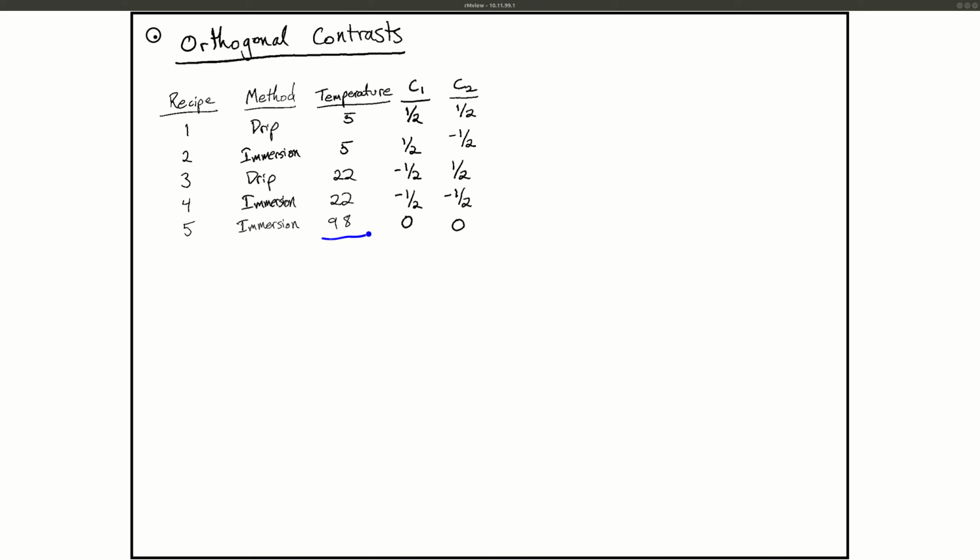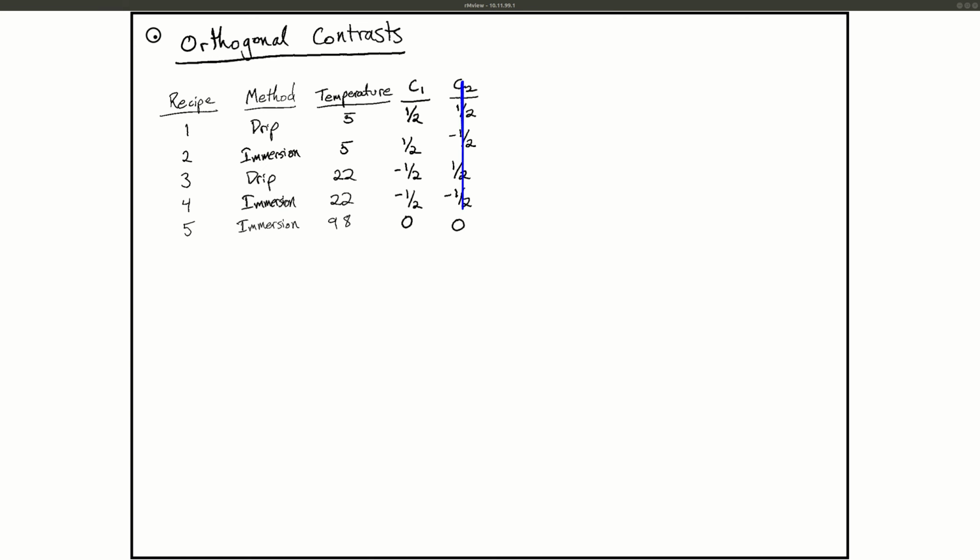So remember, this is that case where we have the sort of standard French press brew where it's hot. So it's sort of an odd man out kind of a recipe. So what does this C2 correspond to? Well, it corresponds to testing: is there a difference in the average of the total dissolved solids comparing recipes with different methods? So methods with drip, take their average mean total dissolved solids and compare that to the average of the total dissolved solids for the coffees brewed with immersion methods.